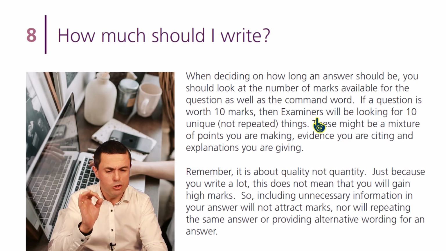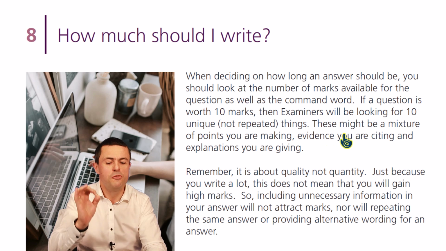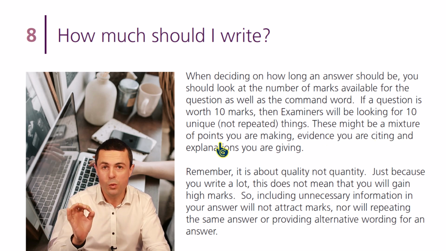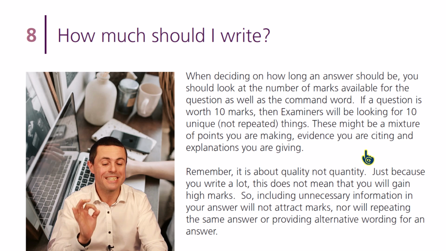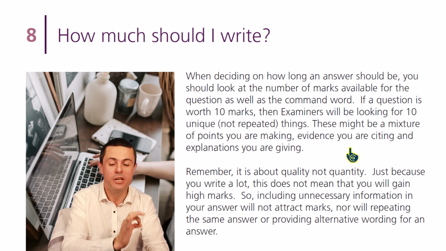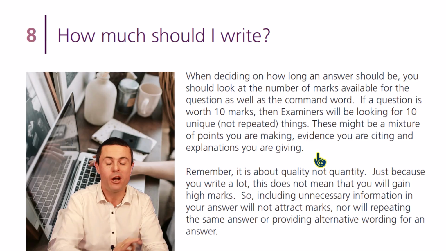It says the examiners will be looking for 10 unique, not repeated things. These might be a mixture of points you are making, evidence you are citing, and explanations you are giving. In some marking schemes, and of course only the examiner knows the marking scheme, you might get a mark for making the points, and then for citing a relevant piece of evidence from the scenario, and you might even get an extra point for a particularly astute explanation, provided that explanation is on the mark scheme.